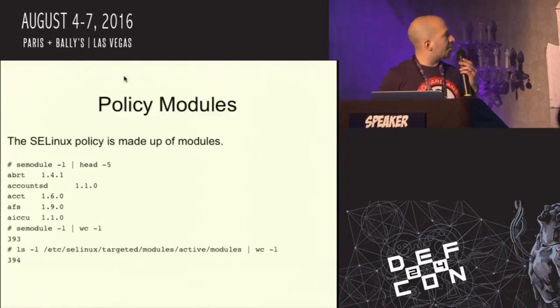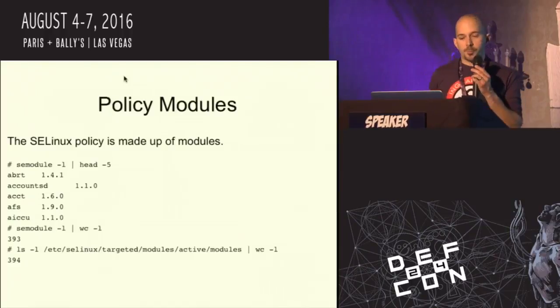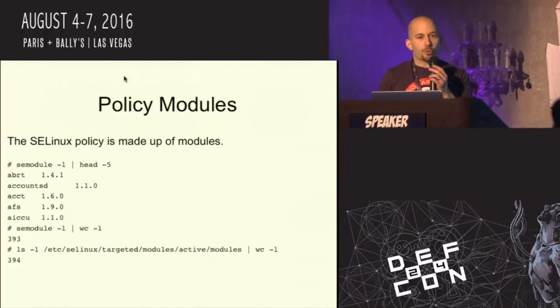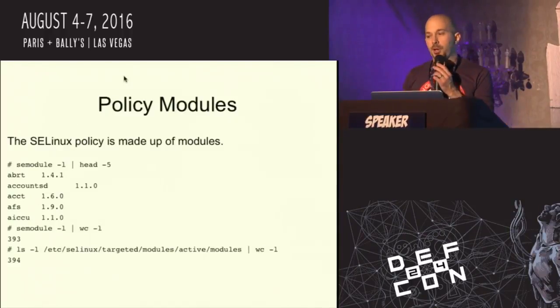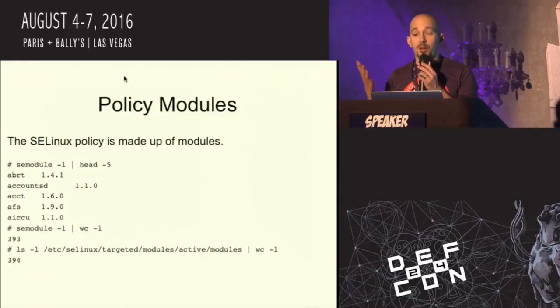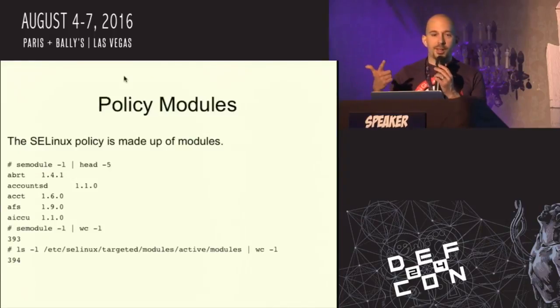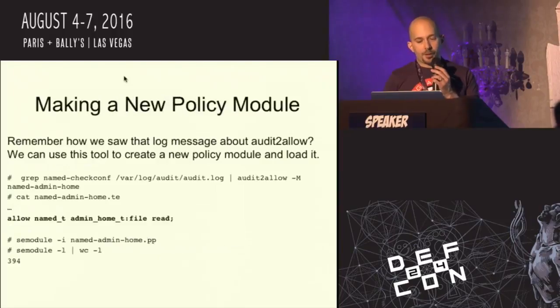So the SELinux policy is made up of modules. There are 393 of them to start. On Red Hat 7, you end up with more over time. The modules are just the way they've broken up the policy. They could make the policy one big monolithic thing, and to be honest, it gets compiled into one big monolithic thing. But we're going to create a new module, we'll activate it, we'll deactivate it. By having it modular, we're able to turn the stuff off.